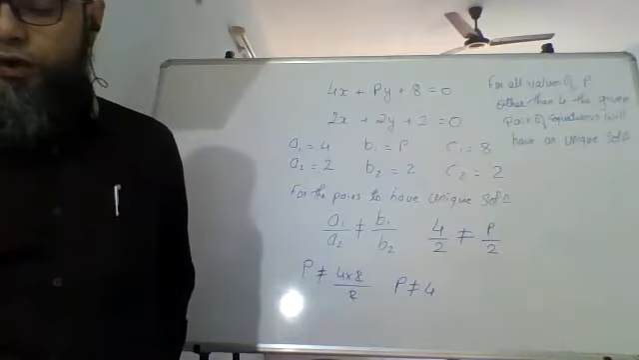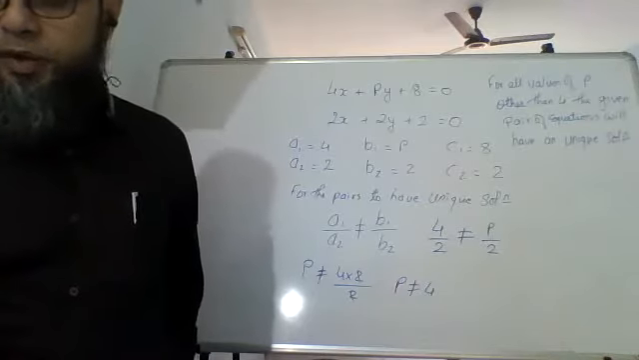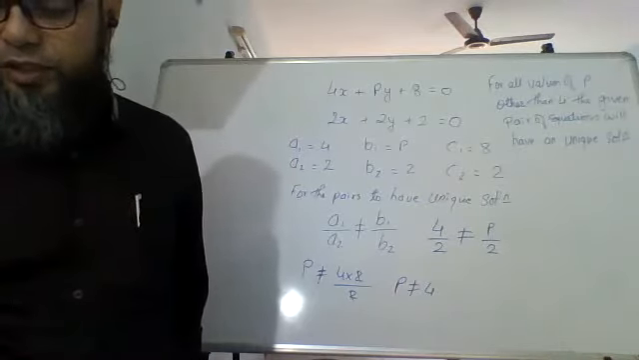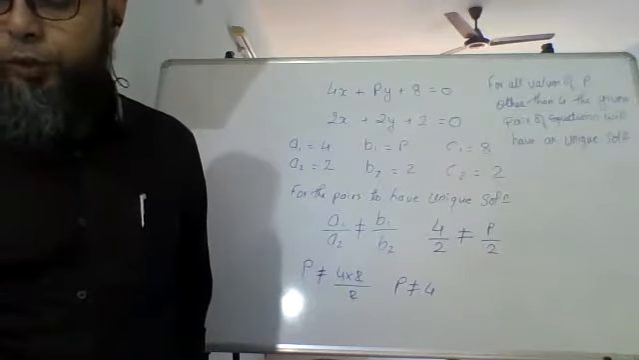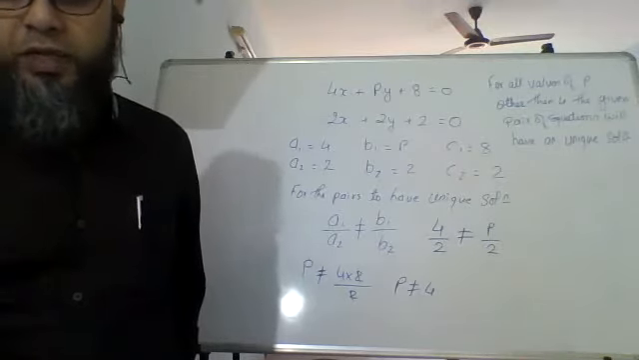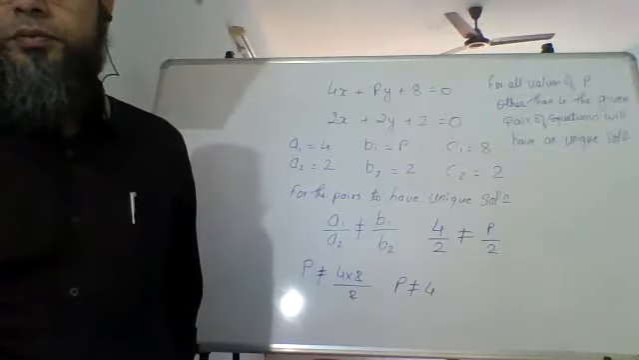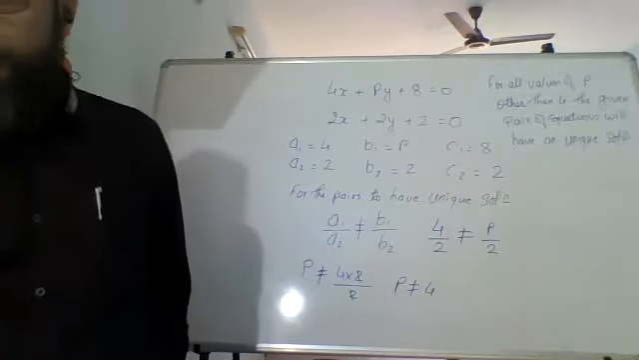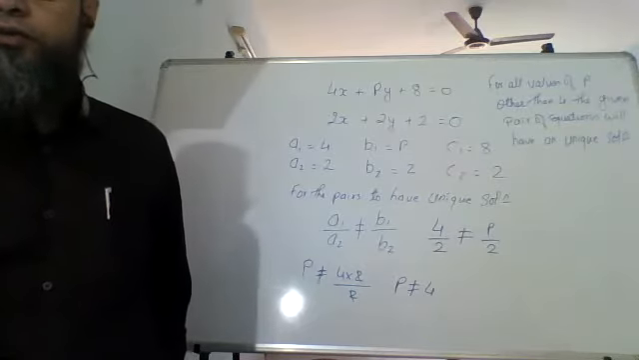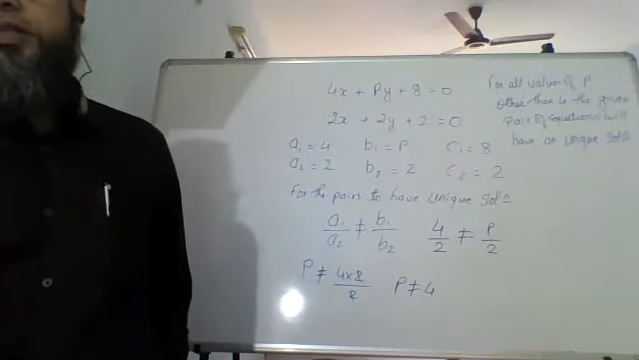So we'll say for all values of P except 4, the given pair of equations will have a unique solution. For all values of P except 4, the pair will have a unique solution.